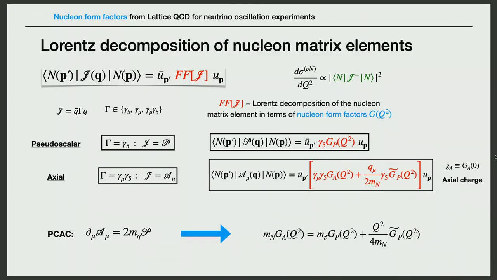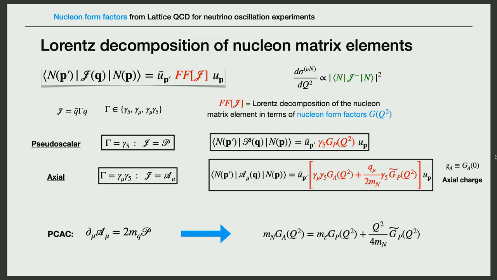Now, how do the nucleon form factors enter? Well, the nucleon form factors parameterize the nucleon matrix elements that enter in the cross-section. And that's why we need to compute nucleon form factors from Lattice QCD for these neutrino oscillation experiments. In particular, we have weak interactions, and therefore we need axial and vector nucleon matrix elements. These nucleon matrix elements, in particular the axial nucleon matrix element, can be decomposed into the axial form factor G_A and the induced pseudoscalar form factor G_P tilde. At 0 momentum transfer, the axial form factor G_A is equivalent to the axial charge.